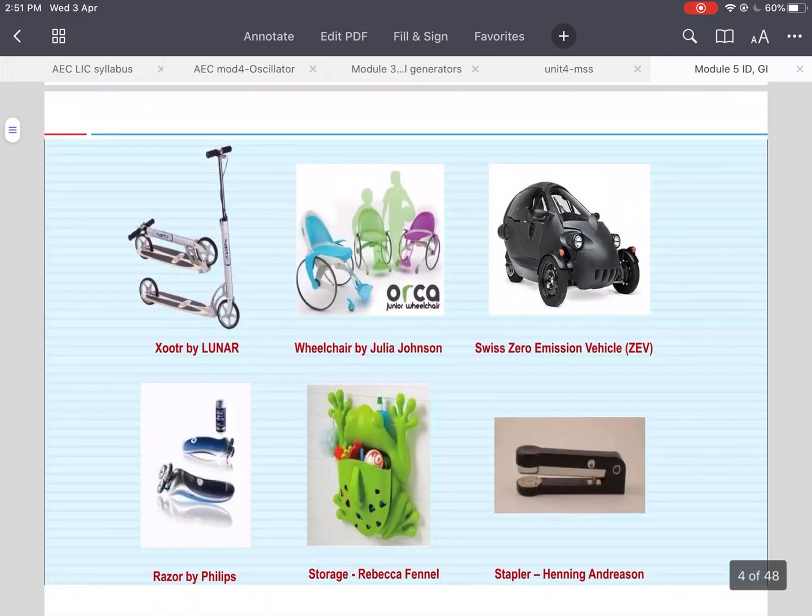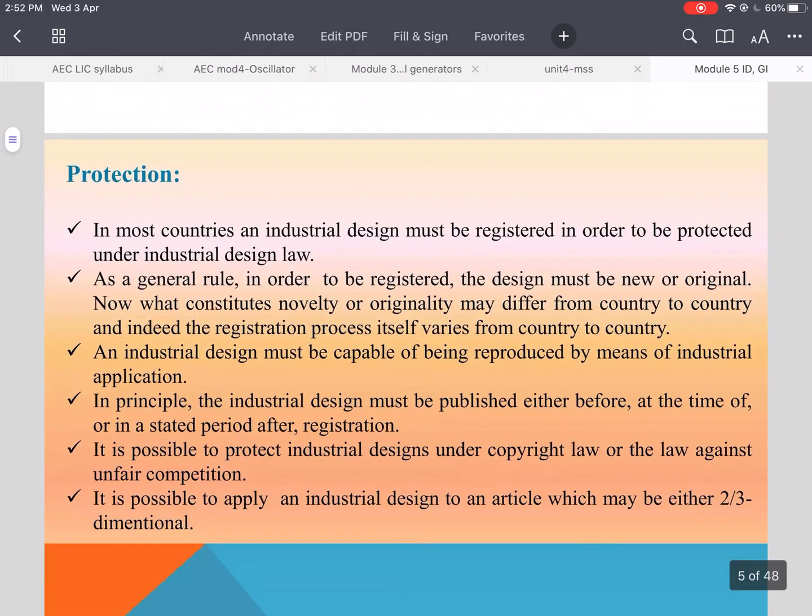Here are examples of industrial design IP obtained. A scooter, which is similar to a normal scooter, but you can fold it and carry it wherever you want. A stapler, a wheelchair for small kids, a colorful razor, and how handy the shape and the storage are, the EV, and so on.